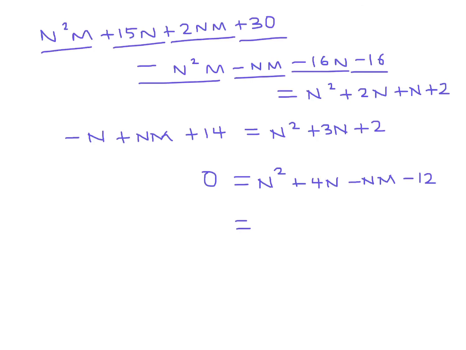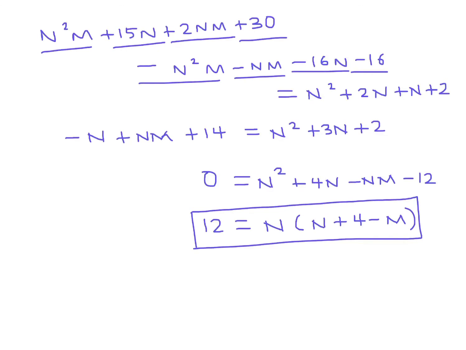Okay, what can we do now? I guess we can factor out an n. That'll give me n plus 4 minus m, and I'll bring the 12 over. And that's about as far as I can go.